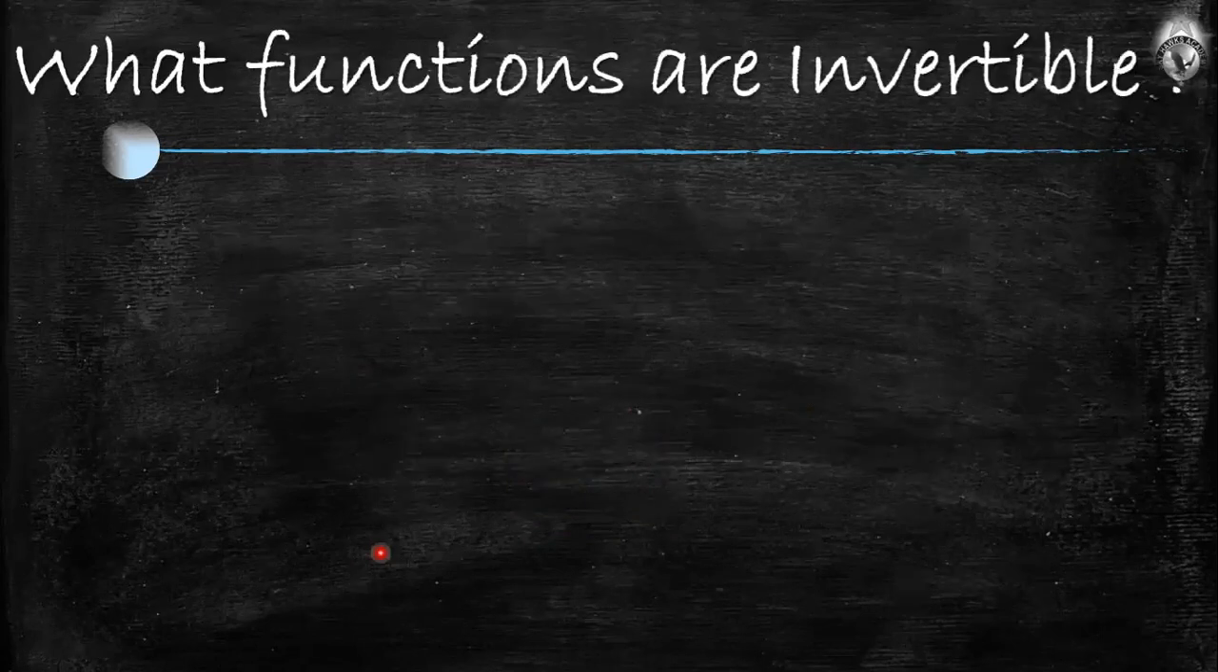Now let's see what functions are invertible. So here the question is: when there are so many functions, how can we find their inverses? We will have to make a thumb rule that these types of functions have inverses, and these are the functions which don't have inverses. So whenever a function is given, we will first have to decide whether it has an inverse or not.